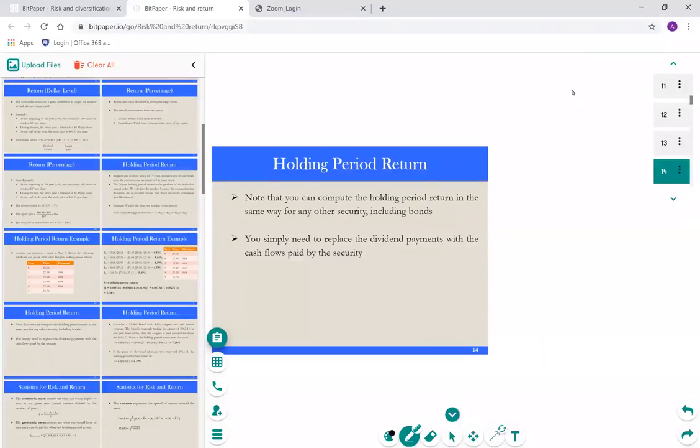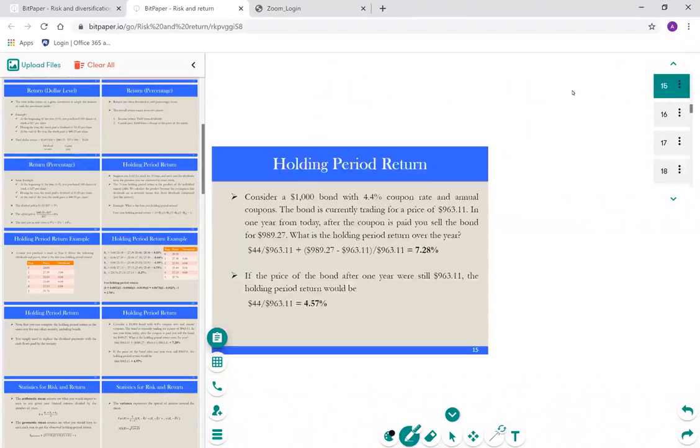Now, we've been thinking about this in these examples in terms of stocks, but this applies to any asset. More generally, it can apply to any sort of asset, including bonds. And if you think about the coupon payment of the bond instead of a dividend payment, and you think about the price of the bond, you can do the exact same calculation with a bond.